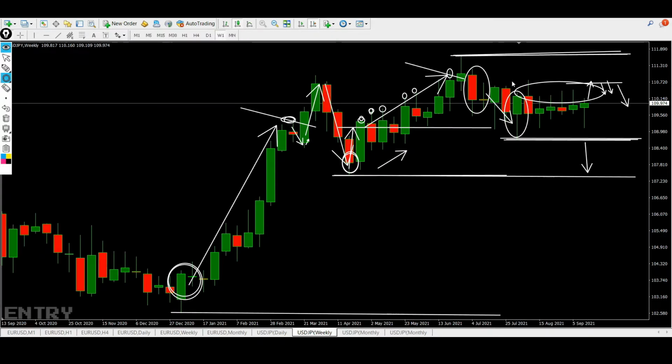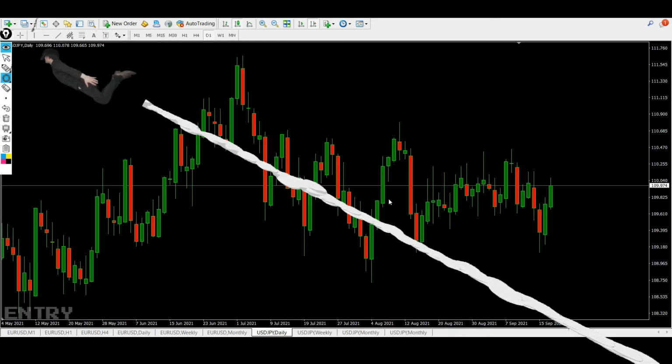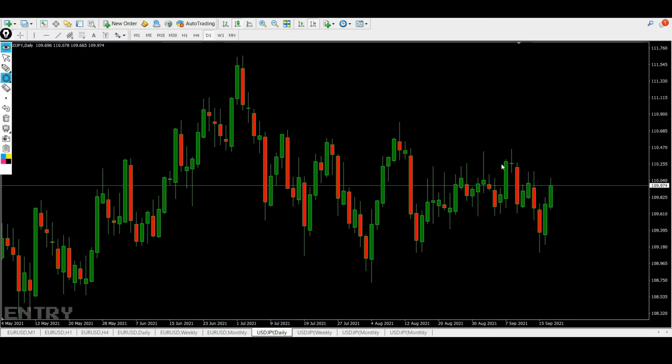Alright, so let me just run you by the reason why I did not take these pullbacks for a short entry for the past couple of weeks. So let's go over to the daily chart. Alright, so on this daily chart, there are two opportunities for me to take a short entry, one at this level right here and another one at this point right here.